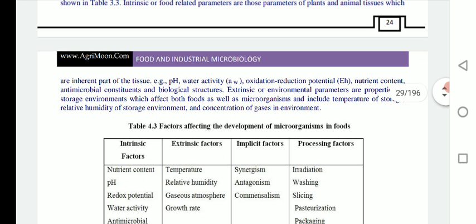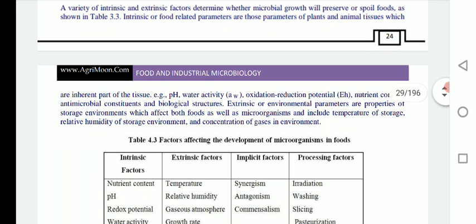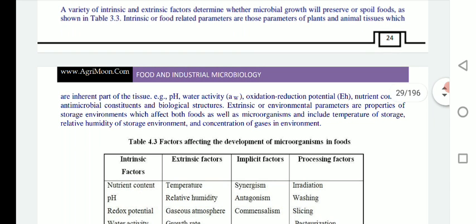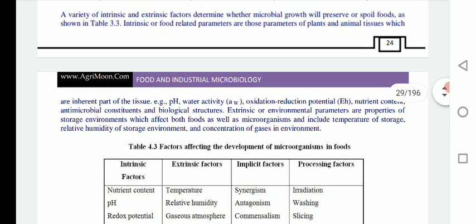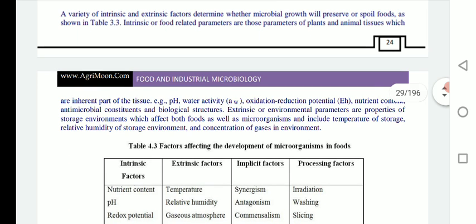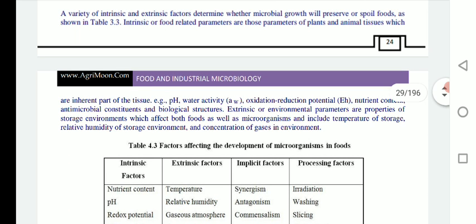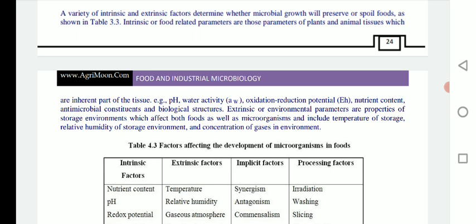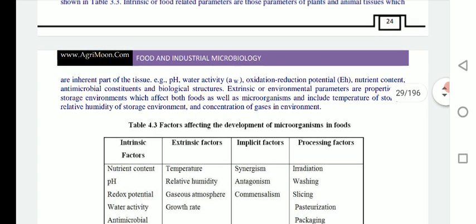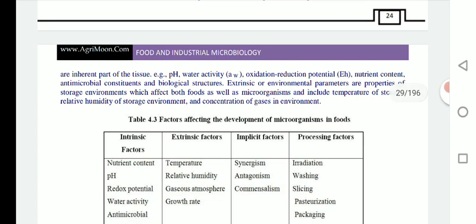Intrinsic or food related parameters are those parameters of plant and animal tissue which are an inherent part of this tissue. These intrinsic factors include pH of the medium, then water activity, then redox potential, then nutrient content, and antimicrobial constituents and biological structures. These are the intrinsic or internal factors that are responsible for growth of microorganisms as well as spoilage of food.